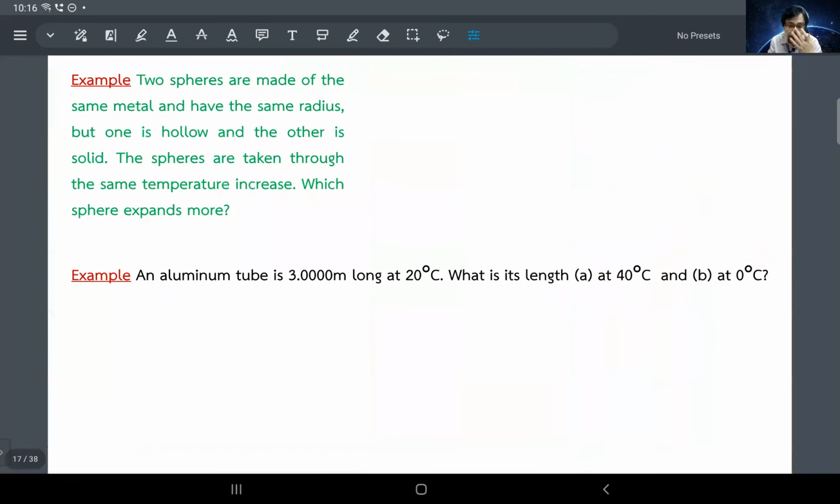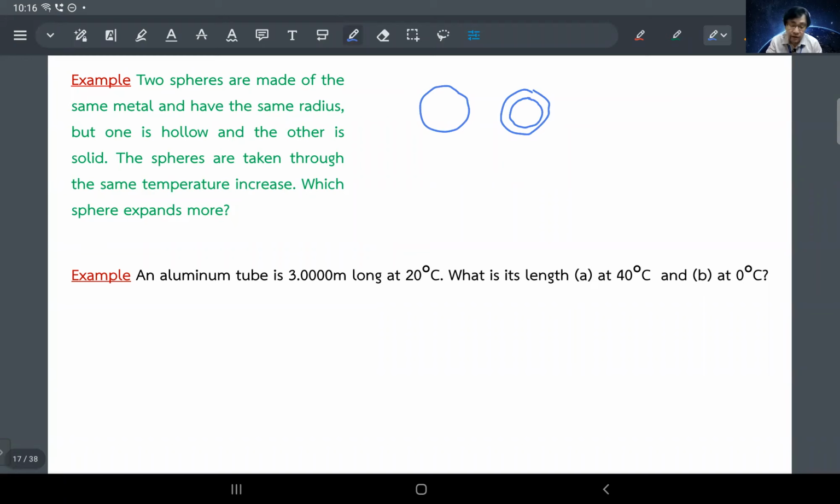All right, so given that explanation using just a simple equation, we can do some calculation very easily. But to sort of understand the idea of the thermal expansion, just to make sure I check your understanding one more time. So let's answer these simple questions. Two spheres are made of the same metal and have the same radius, but one is hollow and the other is solid. What do you think? Now you have a hollow one, or you can think it's like you have some blank space inside, and then these two are taken through the same temperature increase. So which one should expand more?